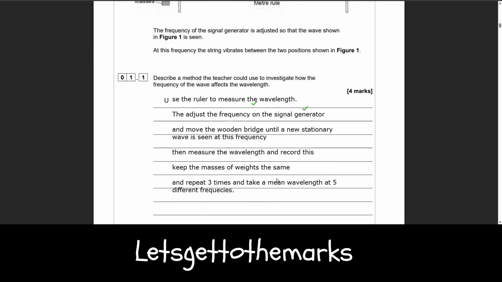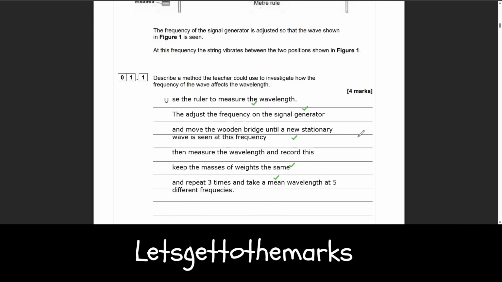You want to repeat 3 times at each different frequency and find the mean. So we're going to use 5 different frequencies. Control variable, keep the masses the same. Yeah, we've already said measure the wavelength. Move the wooden bridge until you see a new. How do you know you've got to? Well, you need to see a new stationary wave.